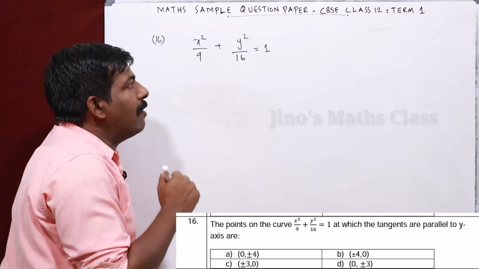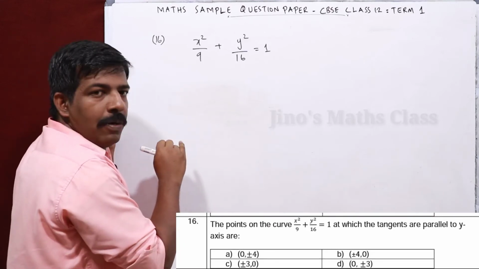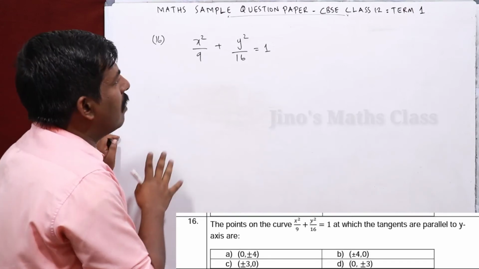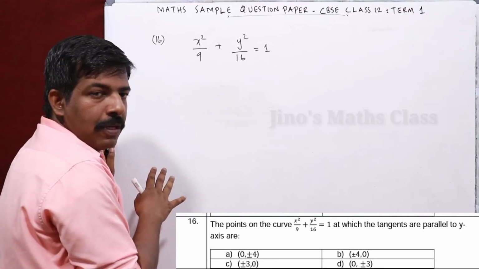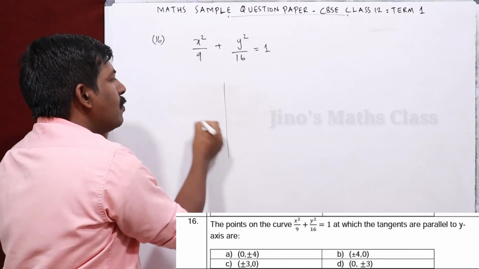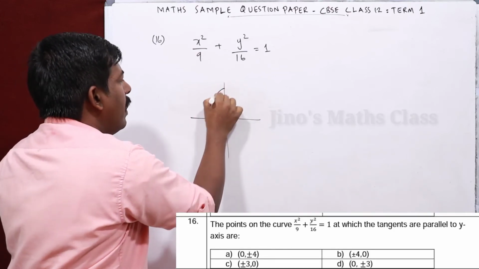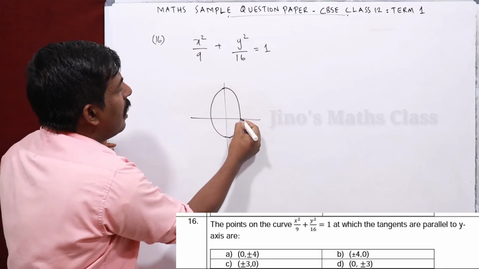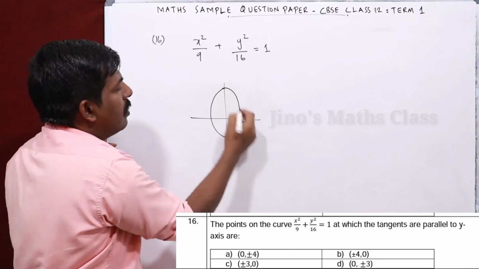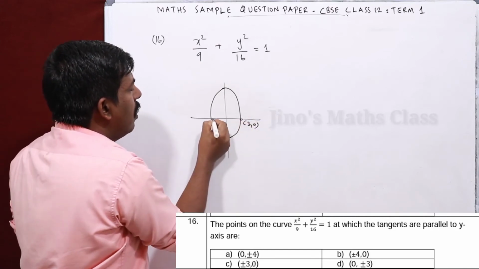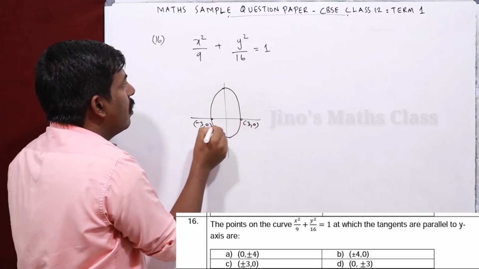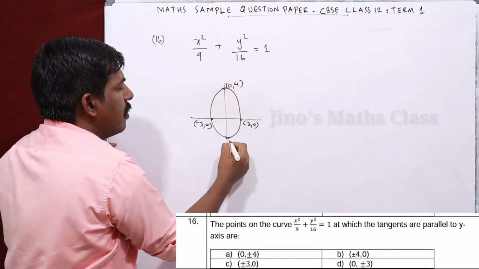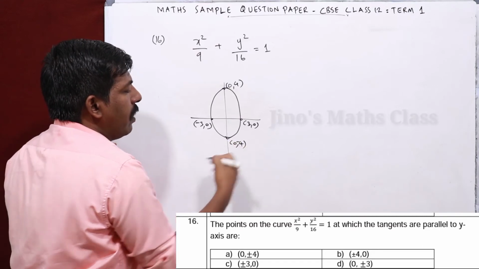16th question. Here we have to find the points on this curve at which the tangent of this curve is parallel to the y axis. And here we know this equation is the equation of an ellipse. So we can just make a figure. At a time, major axis on the y axis and minor axis on the x axis. And here we can write the endpoints. Here it is 9, means here I can write as 3 comma 0. This will be minus 3 comma 0. Here it is 16, means here it is 0 comma 4 and here it is 0 comma minus 4, right.